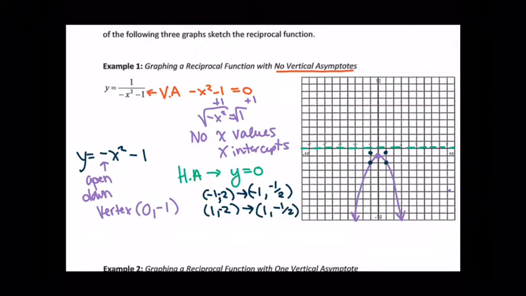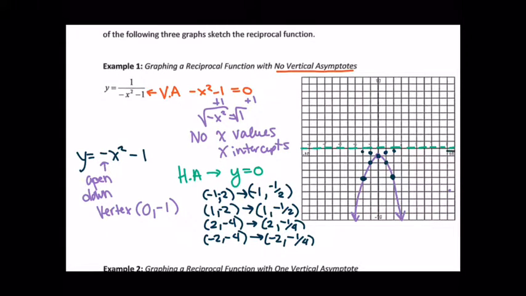And then if I chose another point, like this one, which is 2 and negative 4, that would become 2 and negative 1 over 4. So it's going to get closer to that line. And then I could do the same, symmetric over here. Negative 2 and negative 4 would become negative 2 and negative 1 over 4. So it's going to get closer. So the shape of this graph will look something like this as our reciprocal function.